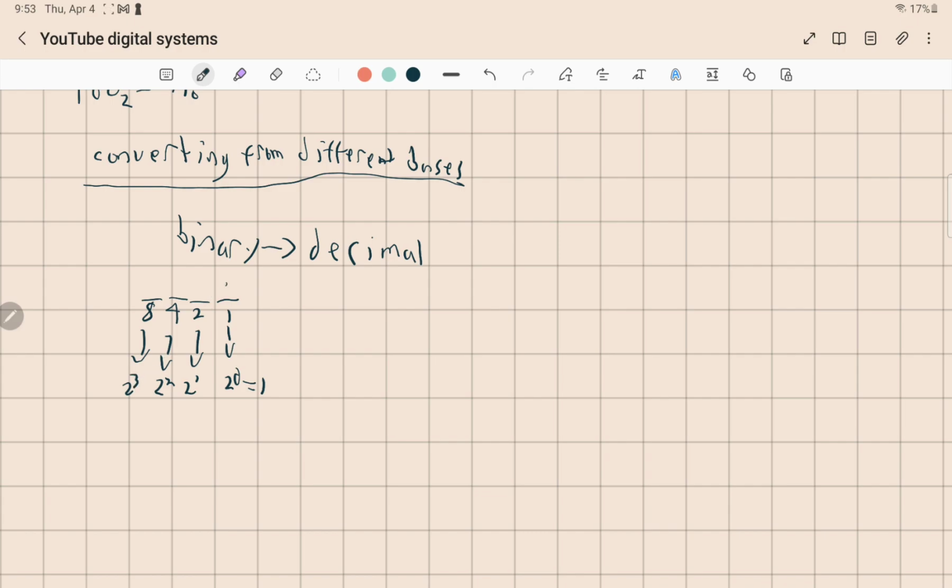So let's say there's a 0 here, a 1 here, a 0 here, and a 1 here. So this is 0 times 1, plus 1 times 2, plus 0, plus 1 times 8. So this equals 10.